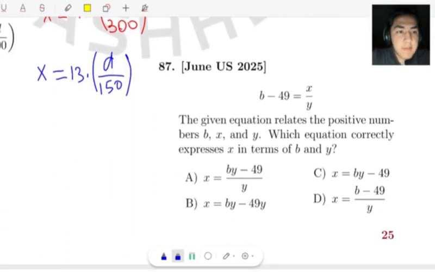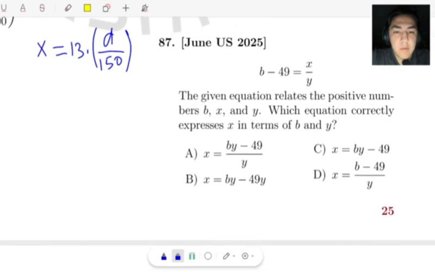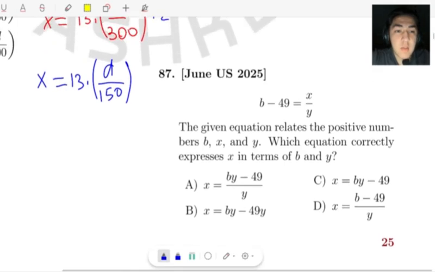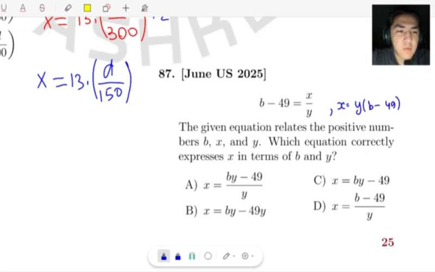Question number 87. Which of the following correctly expresses x in terms of p and y? Let's find x. Super simple, guys. You just have to multiply your y to that part, and that's it. If you open the brackets, guys, you'll be left with by minus 49y. So nothing difficult here, and it's B again.